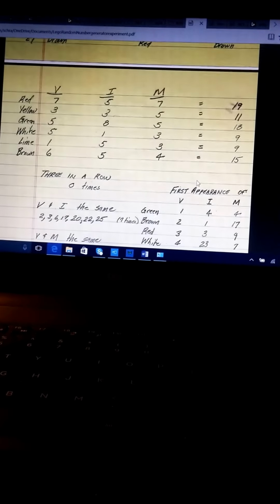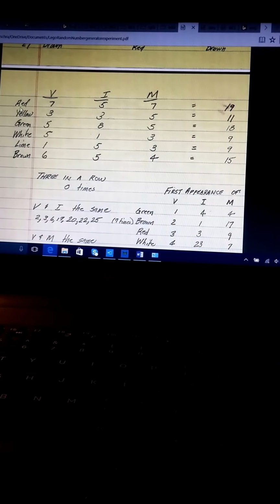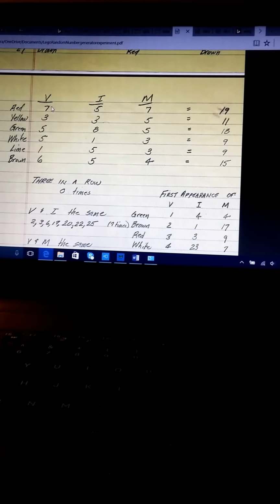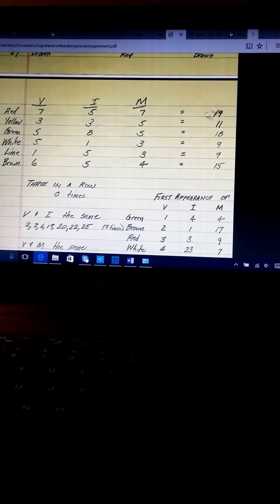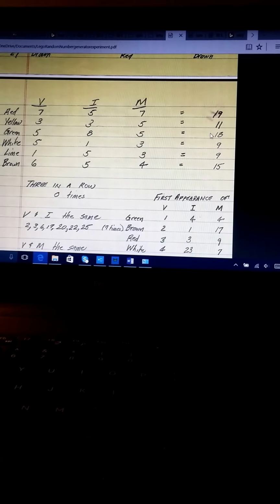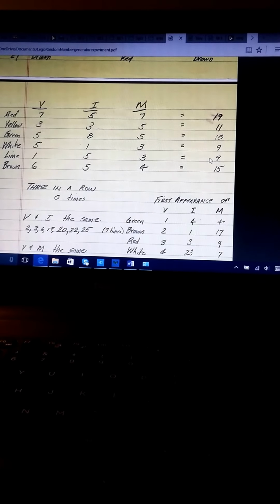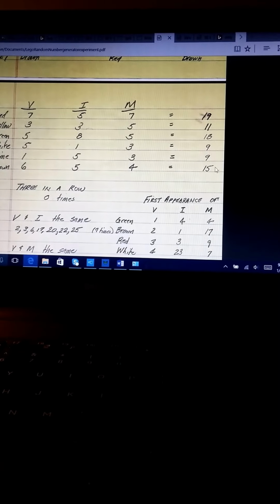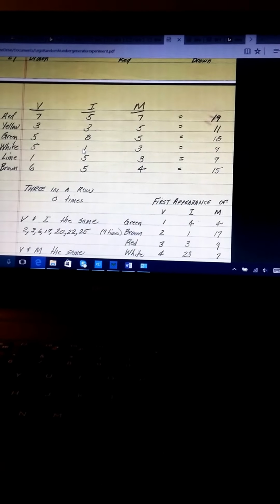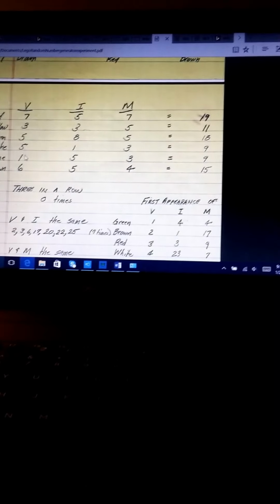So we want to do kind of an in-depth analysis here. For example, I broke it up into the 6 different colors: red, yellow, green, white, lime, brown. So reds, you can see Michael and Victoria both had 7. And there were 19 reds, 11 yellows, 18 greens, 9 whites, 9 limes, and 15 browns. So if there was a pattern, you'd probably see more consistency here, but there's not. And see, there's not even consistency among the 3. So, for example, Isaiah only had 1 white. Victoria only had 1 lime.